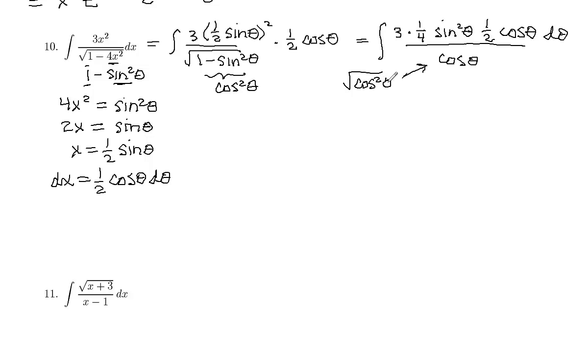So I'll just do a little reminder there. And then these cosines cancel, so that's pretty cool. That makes things a little bit easier. And now let's go ahead and pull all our constants out in front. So we got 1/4 times 1/2 is 1/8 times a 3, so that will be a 3/8 coming out in front. And then what's left to integrate is just the sine squared theta d theta.